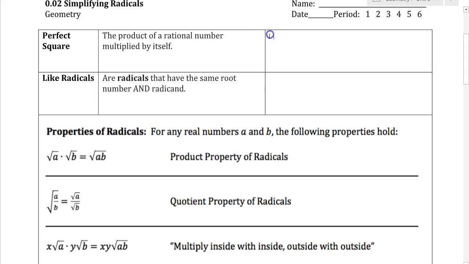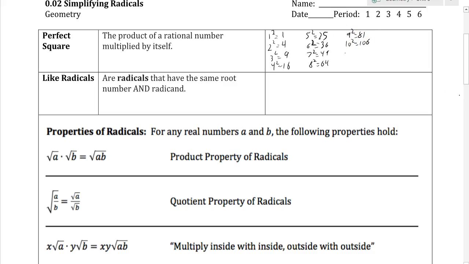So you should know at least the first 10 perfect squares. 1 squared is 1, 2 squared is 4, 3 squared is 9, 4 squared is 16, 5 squared is 25, 6 squared is 36, 7 squared is 49, 8 squared is 64, 9 squared is 81, 10 squared is 100.